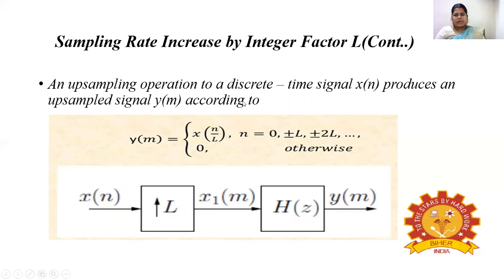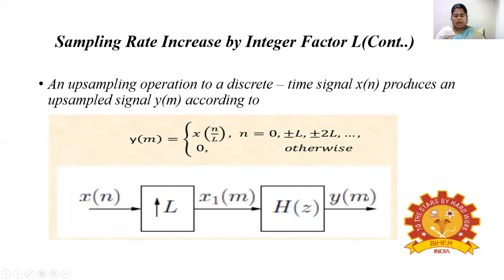Upsampling operation to a discrete signal x of n produces an upsampled signal y of m according to the relation. So this is the equation for defining the interpolation, and this is the block diagram representation of the interpolation. The upward arrow mark with the integer L represents the interpolator. The input is a discrete signal x of n and the output is y of m.